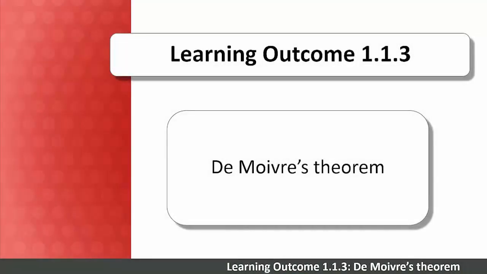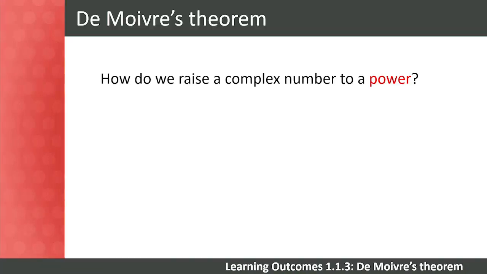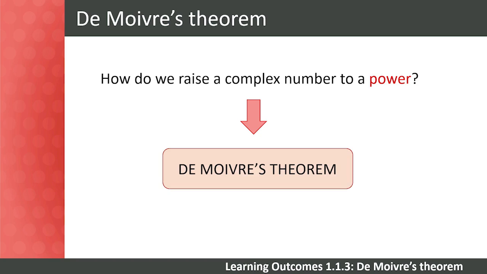Learning outcome 1.1.3, de Moivre's theorem. Now, how do we go about raising a complex number to a power? To do this, we have to use de Moivre's theorem. This theorem is brand new content in level 4, so lecturers need to make sure that students really understand how to apply it.